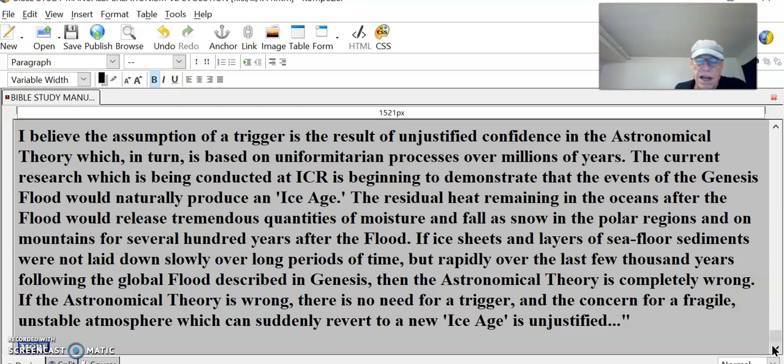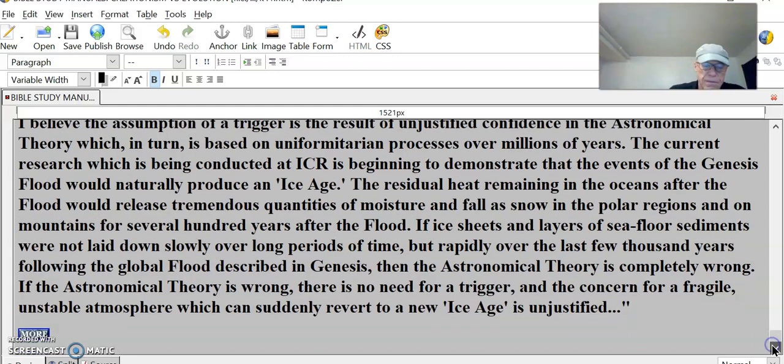If ice sheets and layers of sea floor sediments were not laid down slowly over long periods of time, but rapidly over the last few thousand years, following the global flood described in Genesis, then the astronomical theory is completely wrong. If the astronomical theory is wrong, there is no need for a trigger, and the concern for a fragile, unstable atmosphere, which can suddenly revert to a new ice age, is unjustified. There you go.